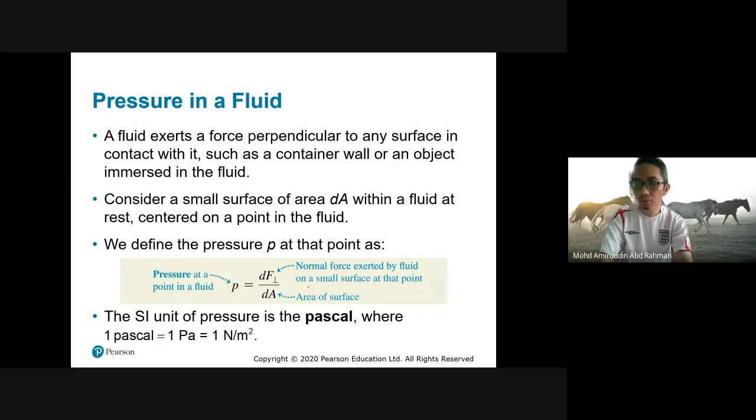So pressure is F over A. So we have the force. If the force is net, meaning that it is not zero, then of course we will have a certain pressure, and then we divide that by an area.